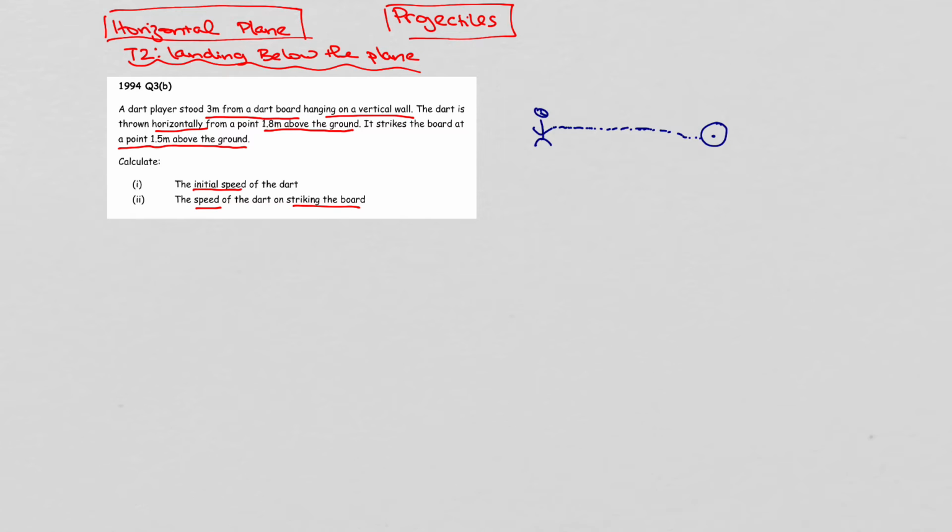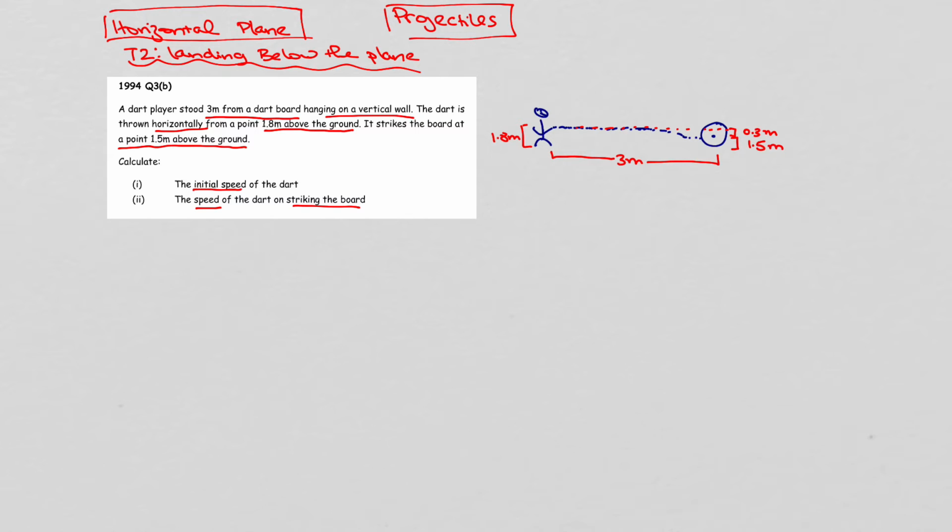So if we draw a more accurate diagram, we have 3 metres from the dartboard. We also have the height above the ground where the dart hits the board, so that's going to be 1.5 metres, but it is thrown from 1.8 metres. So this drop off from the direction in which the dart was travelling is going to be a height difference of 0.3 metres.